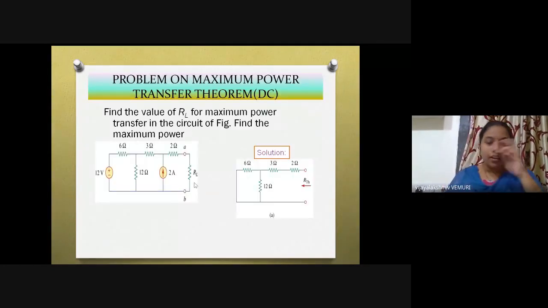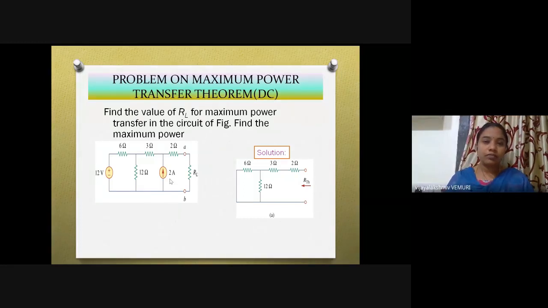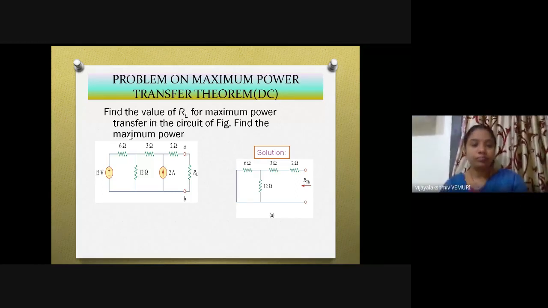You are asked to find out what is the load resistance value by using the maximum power transfer theorem, and you are also asked to find out what is the maximum power which is transferred to the load. So I told you already that first of all you need to reduce the complete circuit other than this load resistance by Thevenin equivalent circuit. That means you need to remove this RL and convert the rest of the circuit into Thevenin's equivalent circuit.